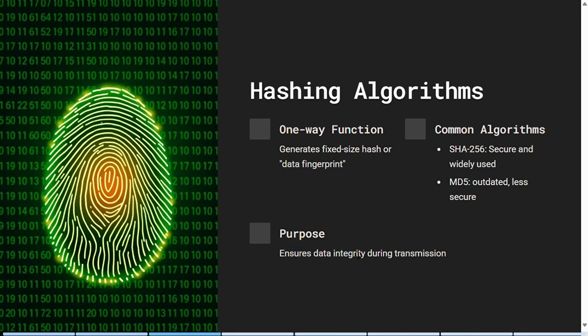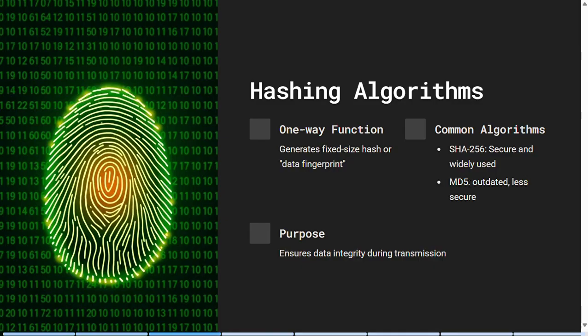Next we will see hashing algorithms in security approaches of CNS. First, one-way function means it converts data to a fixed length hash value, not reversible. It generates a fixed size hash for data fingerprint. Next are some common algorithms. SHA-256 is used in blockchains like Bitcoin, SSL certificates, etc. MD5 is insecure but still found in legacy systems.